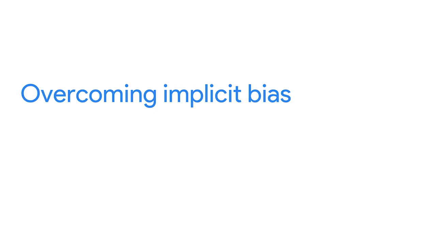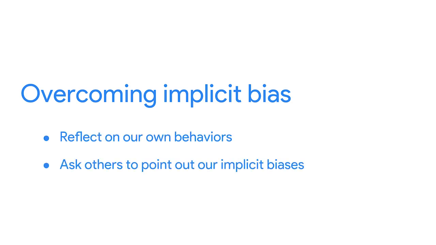The most important thing to note about implicit biases is that everybody has them. To overcome our biases, we can reflect on our behaviors, and we can ask others to point out our implicit biases. That's one of the best ways we can become aware of our biases.